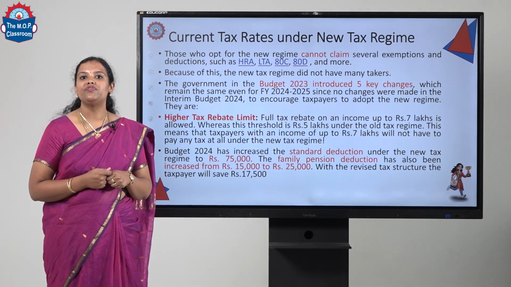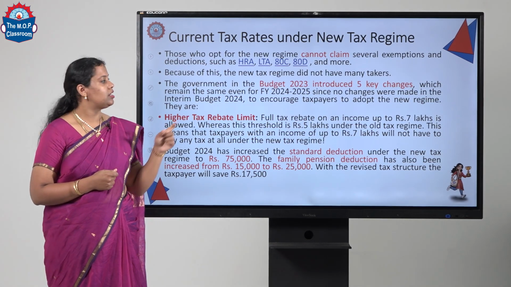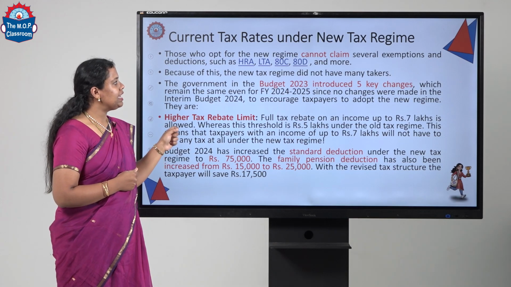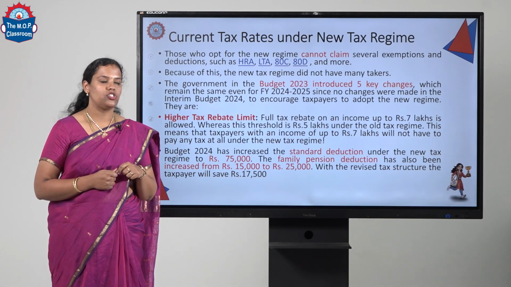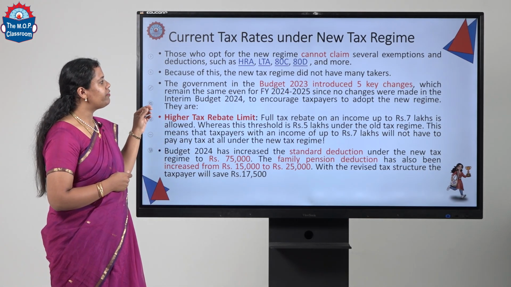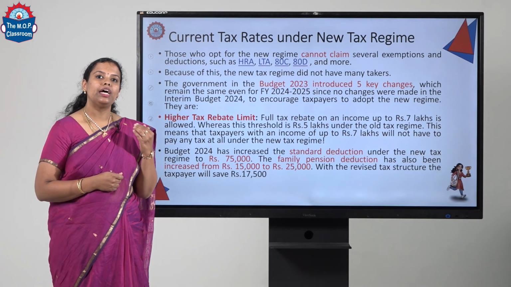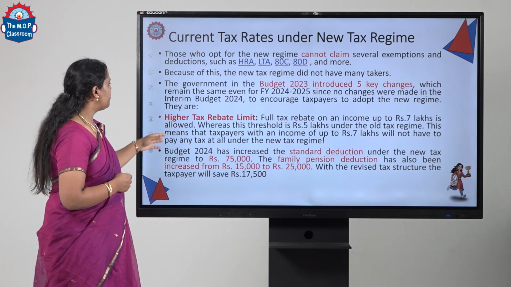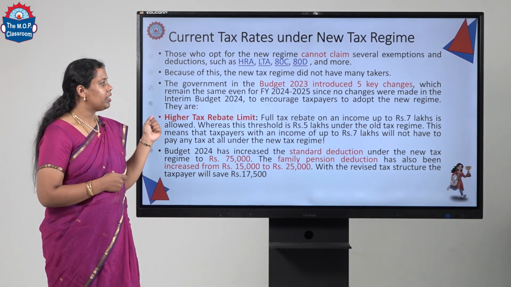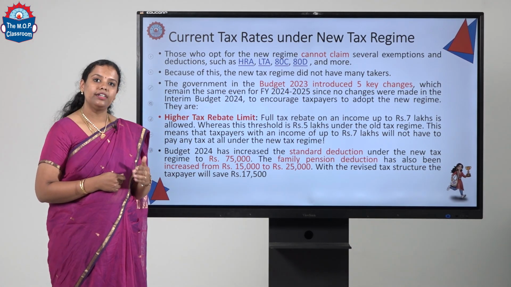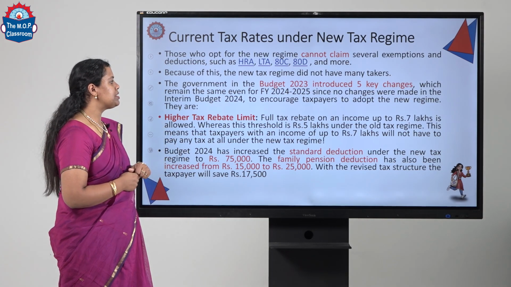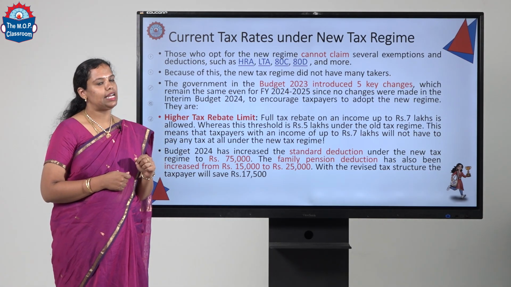The government has introduced 5 key important changes in Budget 2023, seeing that there are not many takers for the new tax regime. So we have taken up these 5 points in order to encourage the taxpayers to adopt the new tax regime. The first one is the higher rebate limit. From 5 lakhs, it has been increased to 7 lakhs. With an income up to 7 lakh, they will not have any kind of tax liability here.